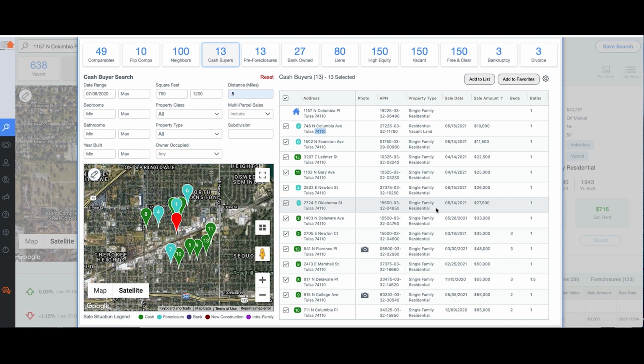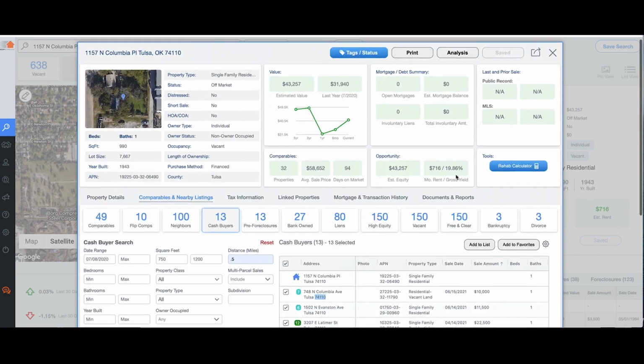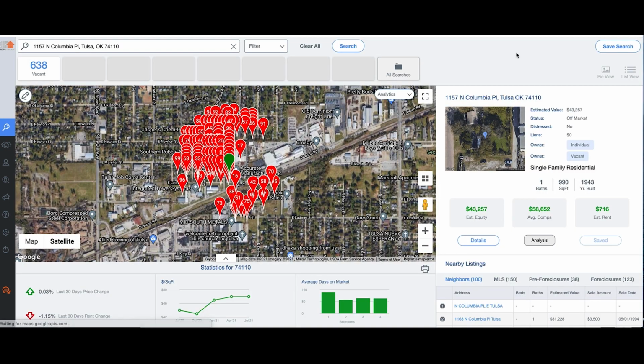I know that is probably a surprise to a lot of you who follow the ARV minus repair rule. I think that rule stinks. So anyway, hopefully you guys understand now how to pull comps. In this area, you've got flip comps, the neighbors, and any kind of market sale, pre-foreclosures, bank-owned, liens. It really shows you a lot about what's selling in the area. So that is step number one, how to comp a house.